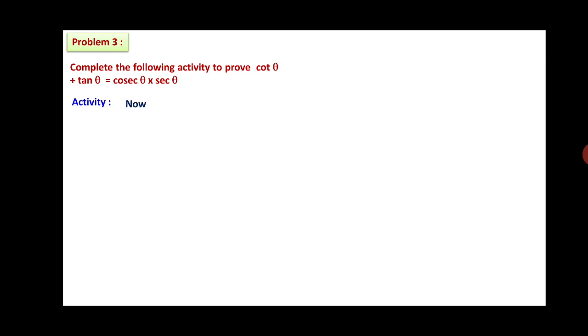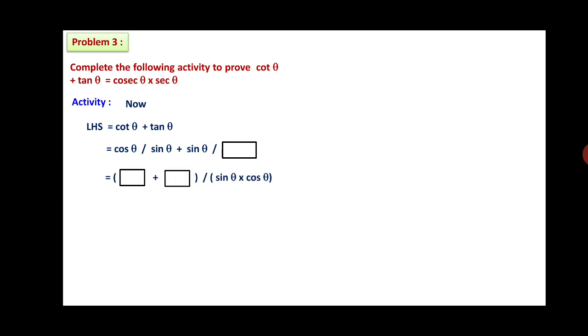Friends, we will write the LHS: cot theta plus tan theta. Cot theta can be written as cos theta upon sin theta plus sin theta upon box. So here into bracket, box is written at the numerator, divided by whatever the value comes. Here LCM is taken, sin theta cos theta. Therefore the value in the bracket, what comes, is divided by sin theta into cos theta. We split that 1 upon box into 1 upon box, which is cosec theta into sec theta.